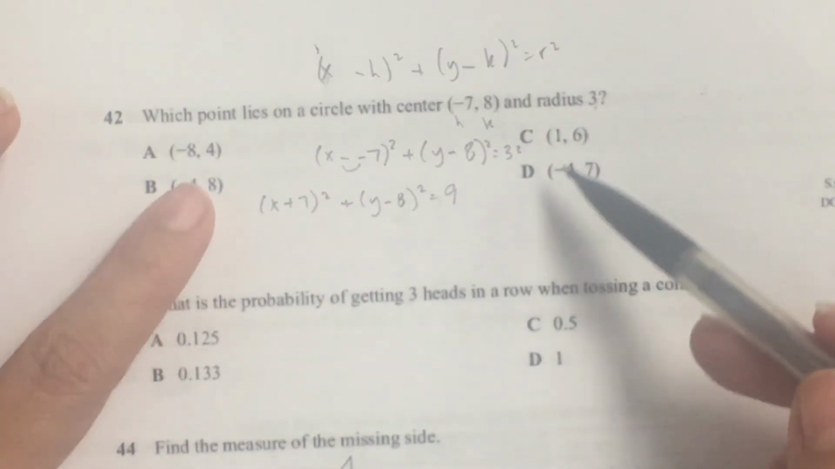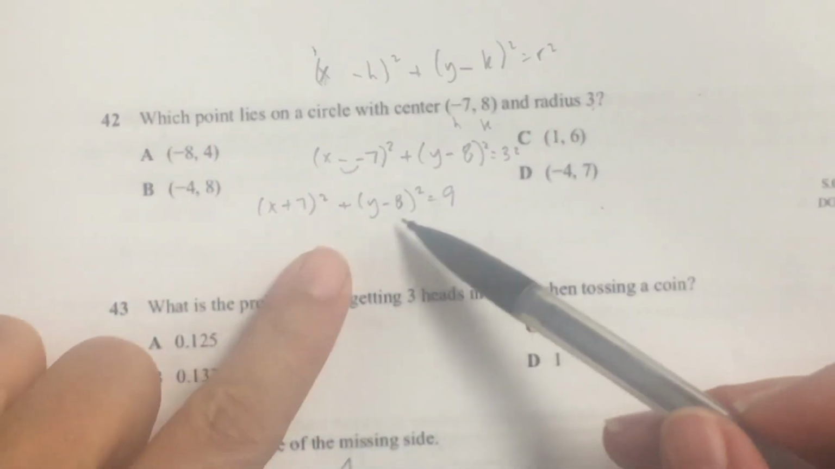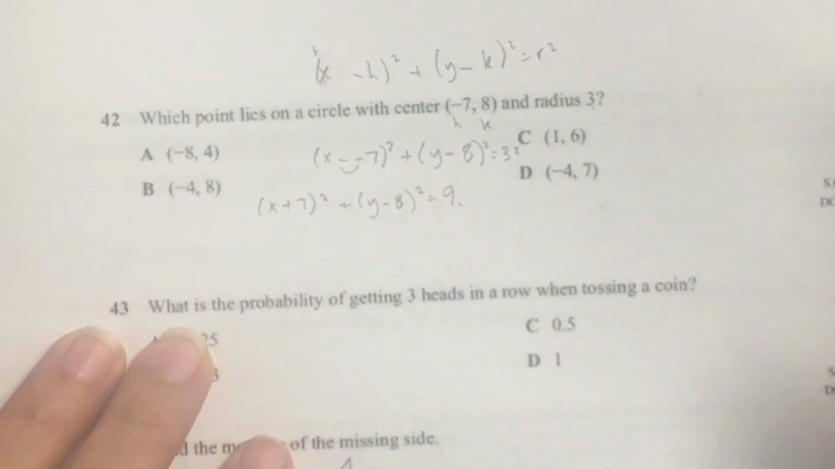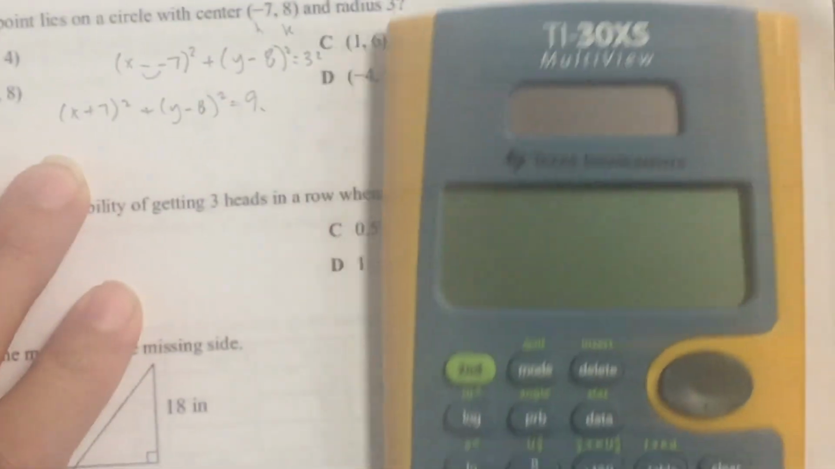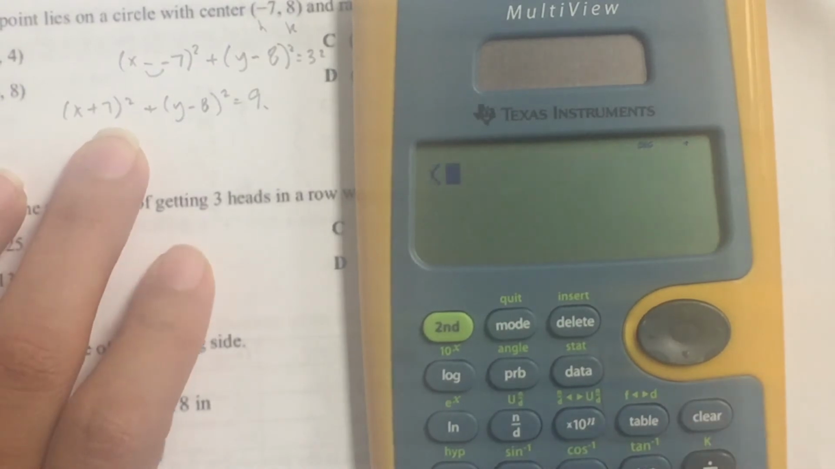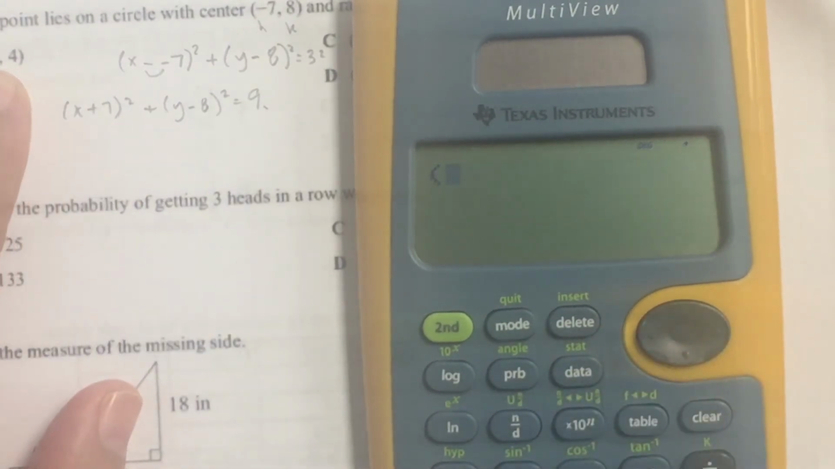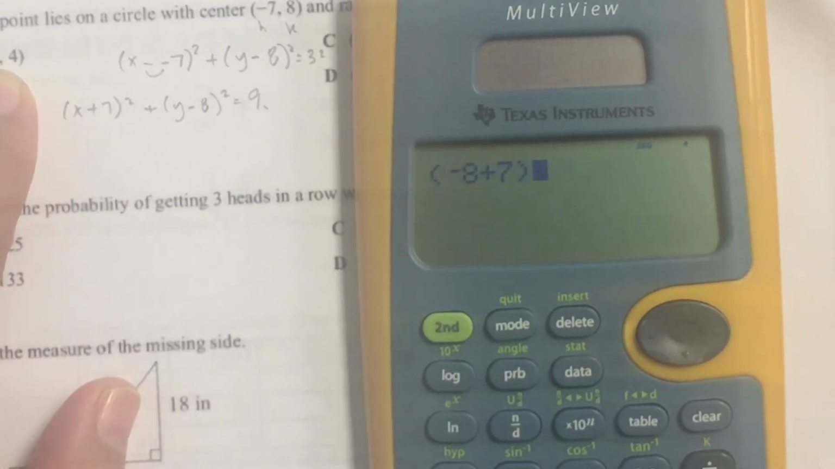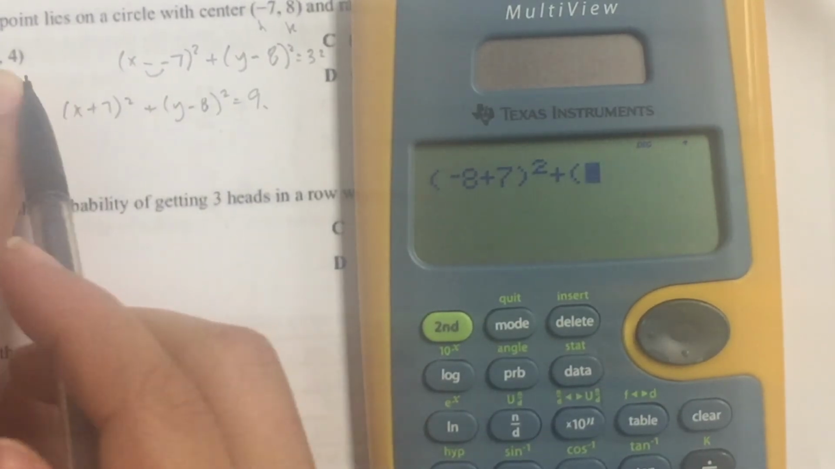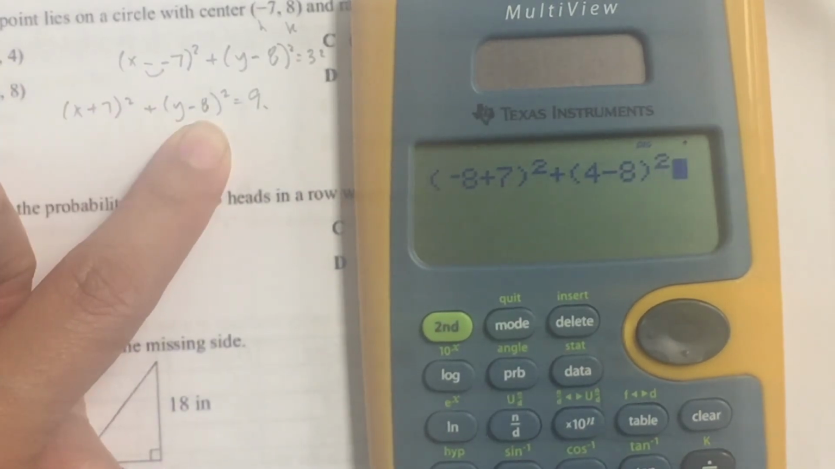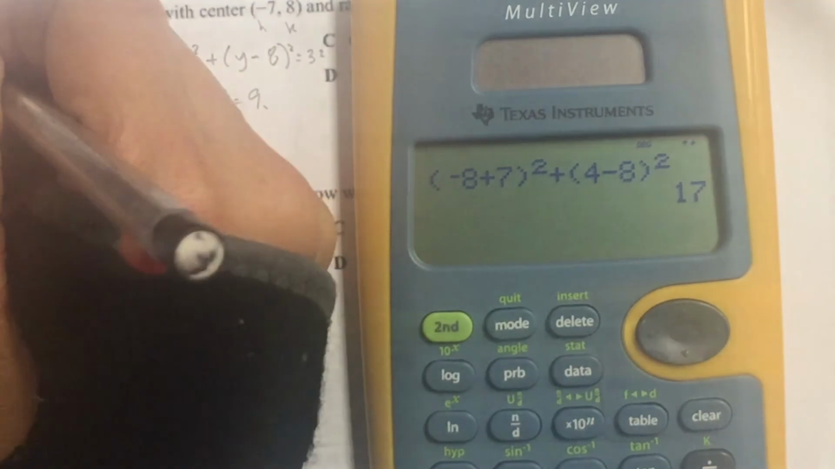Okay, so now to check if either one of these points lie in there, all you have to do is put it in the calculator. And if you put it in the calculator and it's equal to 9, then you're good to go. So I'll start with this one. My x is -8. So (-8 + 7)² plus y, what's y? 4, minus 8, squared equals 17. So that's not equal to 9, so it's not A.